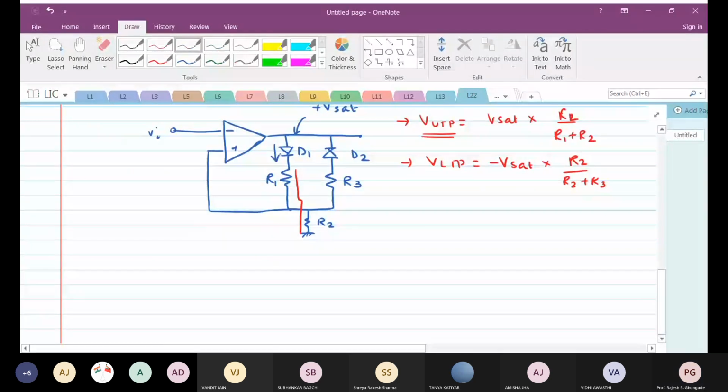These diodes. D2 will be active only when we have minus VSAT. At that point, D1 will be off. Okay, let us see the design.